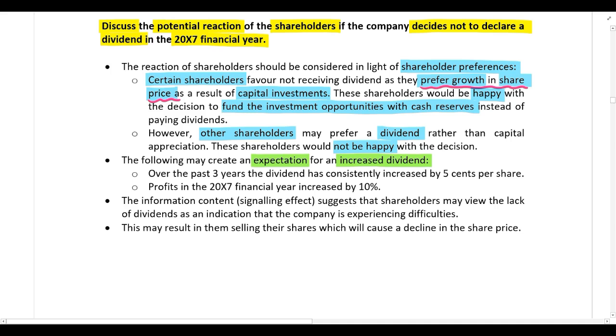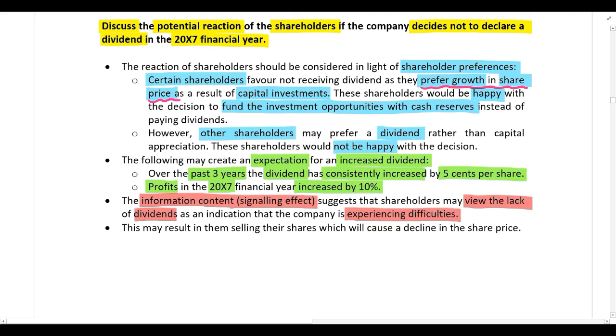There is an expectation for a dividend because over the past 3 years, dividends have consistently increased by 5 cents per share. And in addition to that, profits in the 20x7 financial year increased by 10%. So shareholders might be expecting a dividend. So according to the information content or the signaling effect, the shareholders might view the lack of dividend as an indication that the company is experiencing difficulties.